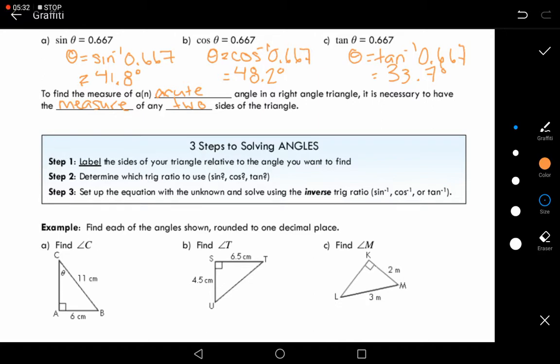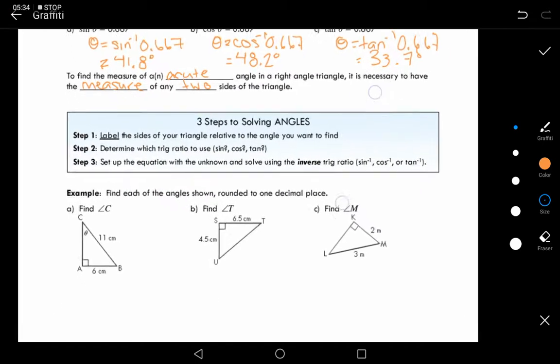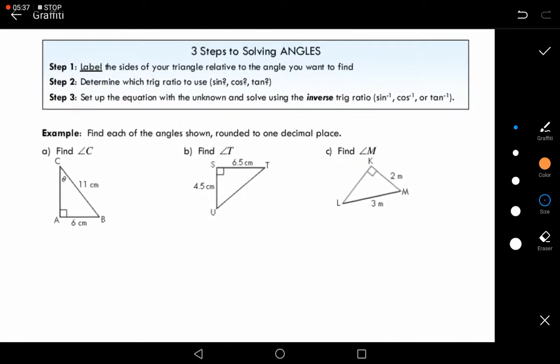So let's read these steps and then jump into some examples here. There's 3 steps to solving angles. The first thing, just like before, is we need to label the sides of our triangle relative to the angle you want. That's important, right? The hypotenuse is always the hypotenuse, but those opposite and adjacent sides will change based on the angle that you're looking at. So that relative to the angle is very important.